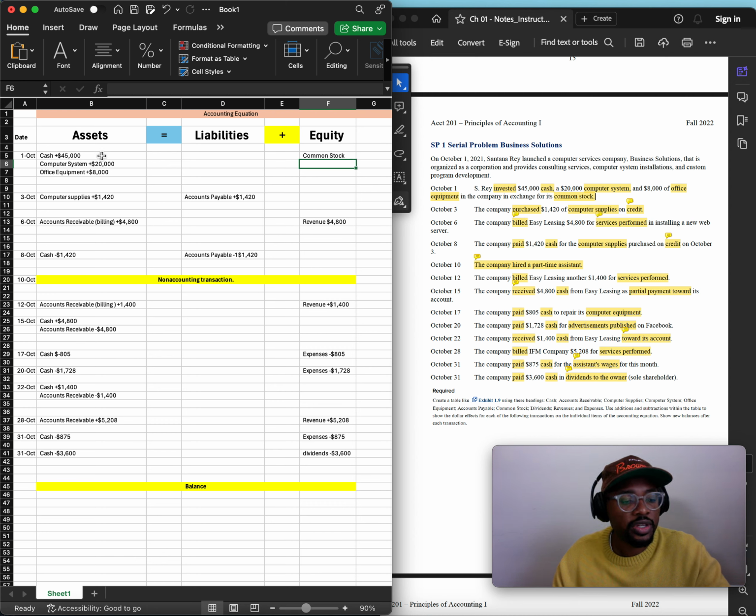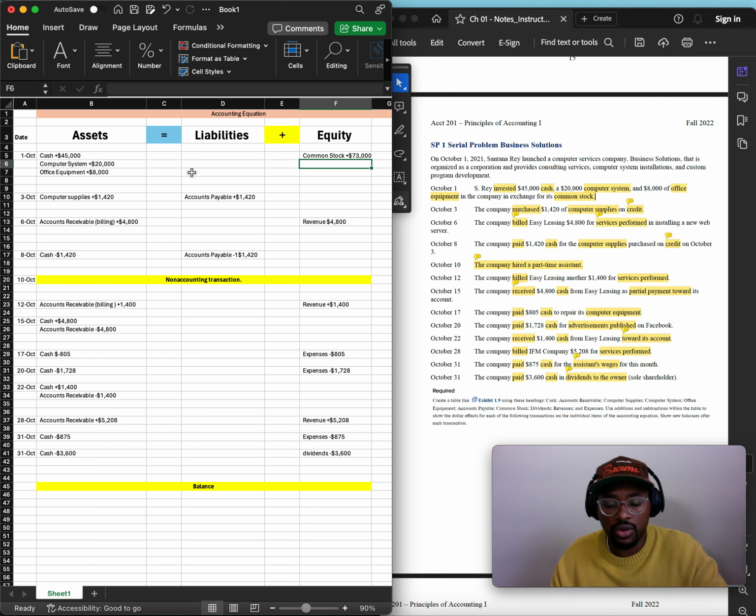Now, whatever we do on one side, we have to do to the other side, and it must what? Balance. So we have to do 45 plus 20 plus 8. So 45 plus 20 is 65. 65 plus 8 is going to be 73. So we come here and we put plus 73,000, and that's going to balance, right? So that's it, guys. This is how we do the accounting equation.